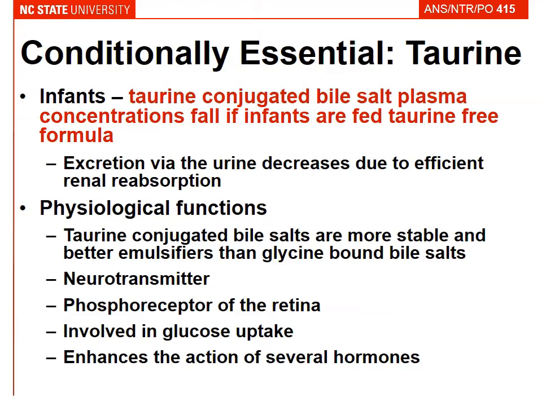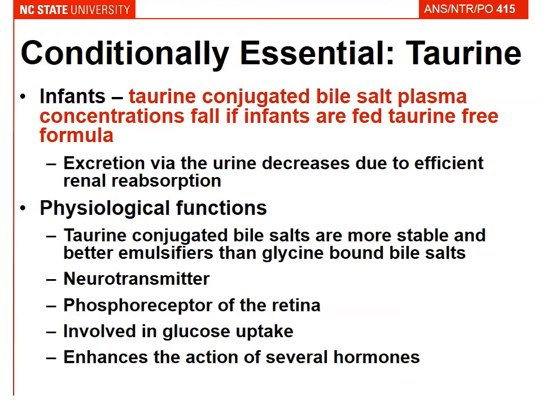So why is taurine important? As I mentioned before with the cats, it's conjugated to bile salts, and it makes better emulsifiers. Usually our bile salts are conjugated to either taurine or glycine. Taurine is the favored one because it makes better emulsions. Better emulsions means better absorption of the lipids.